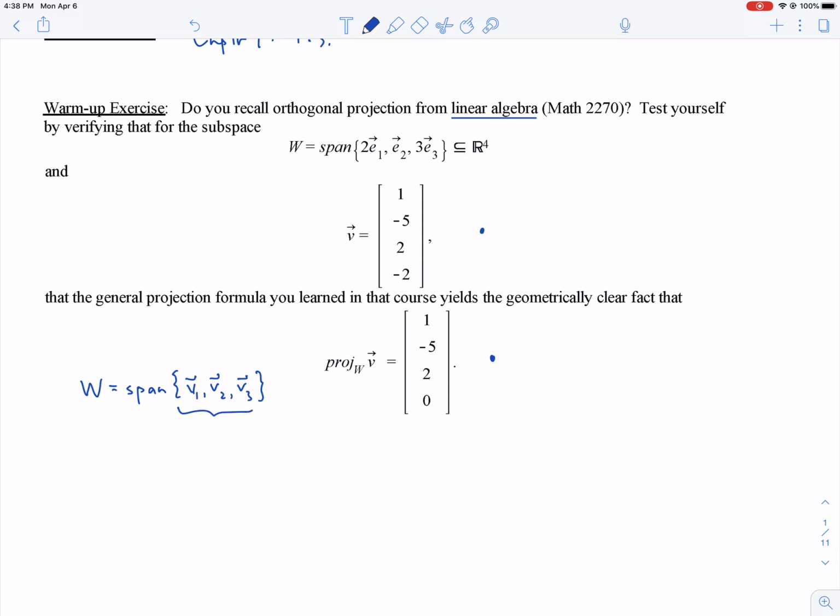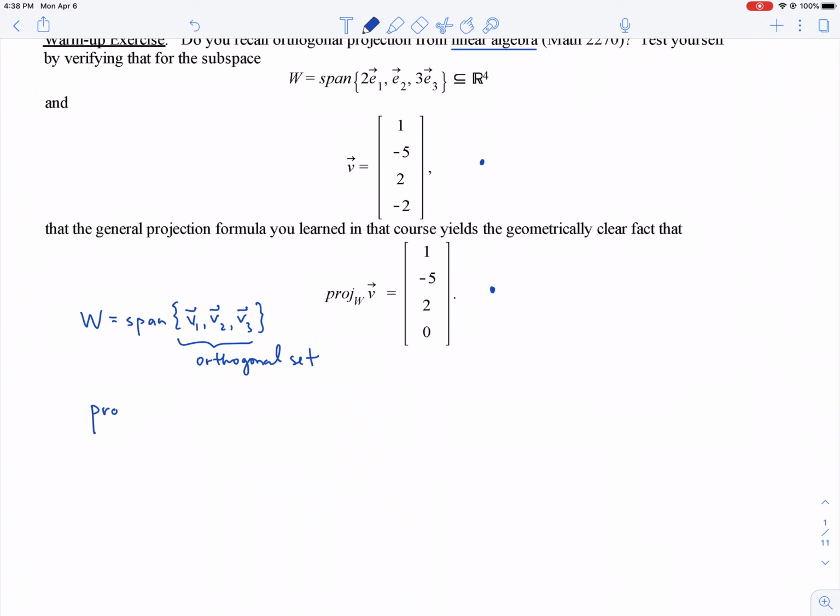if our basis is orthogonal, so mutually perpendicular, then the formula for the projection of a vector v onto W was, you took v dot v1 multiplied by the scalar 1 over magnitude v1 squared, which was v1 dot v1, multiplied by v1, plus v dot v2 over magnitude v2 squared times v2, plus v dot v3 over magnitude v3 squared times v3.